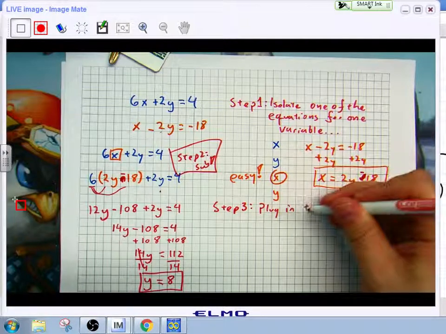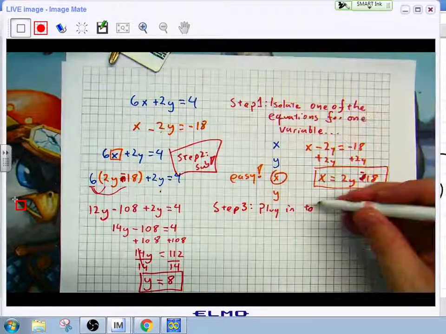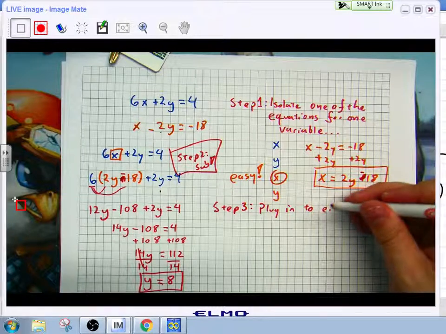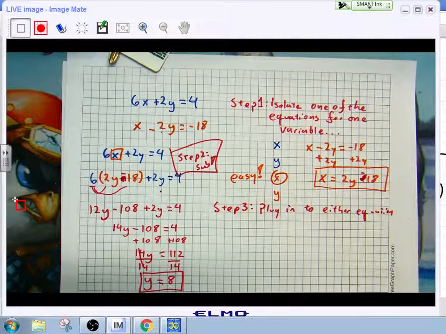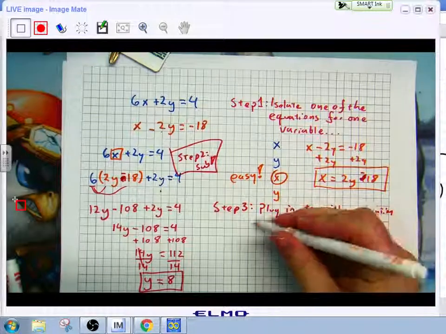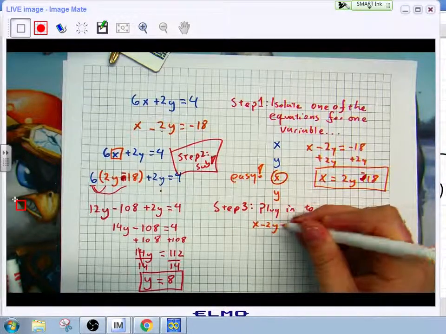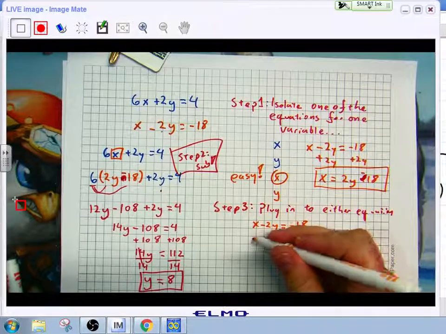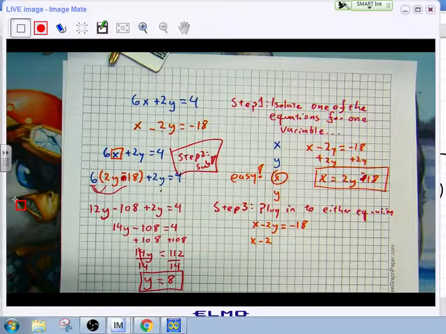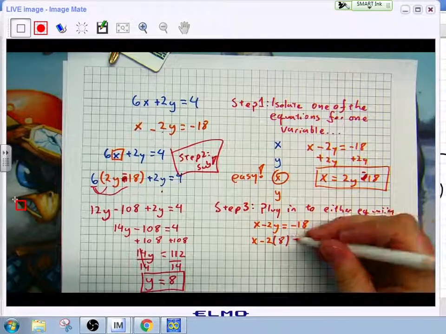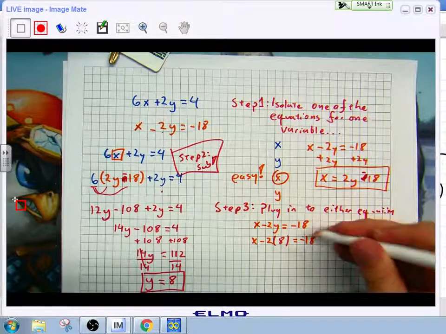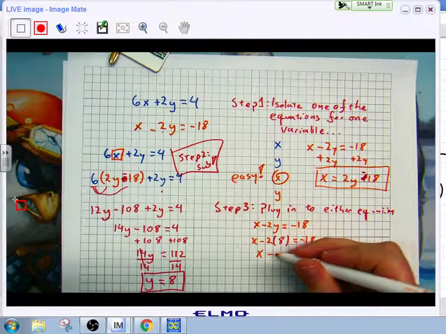Plug in to... Does it matter the blue or orange? No. Not in this case. Plug into either equation. The easiest one. Always look for the easiest one. In this case, I think the orange one is easy. Right? Because this one's just x minus 2y equals negative 18. So x minus 2, and then in this case y equals 8, equals negative 18. Negative 2 times 8 is a negative 16.